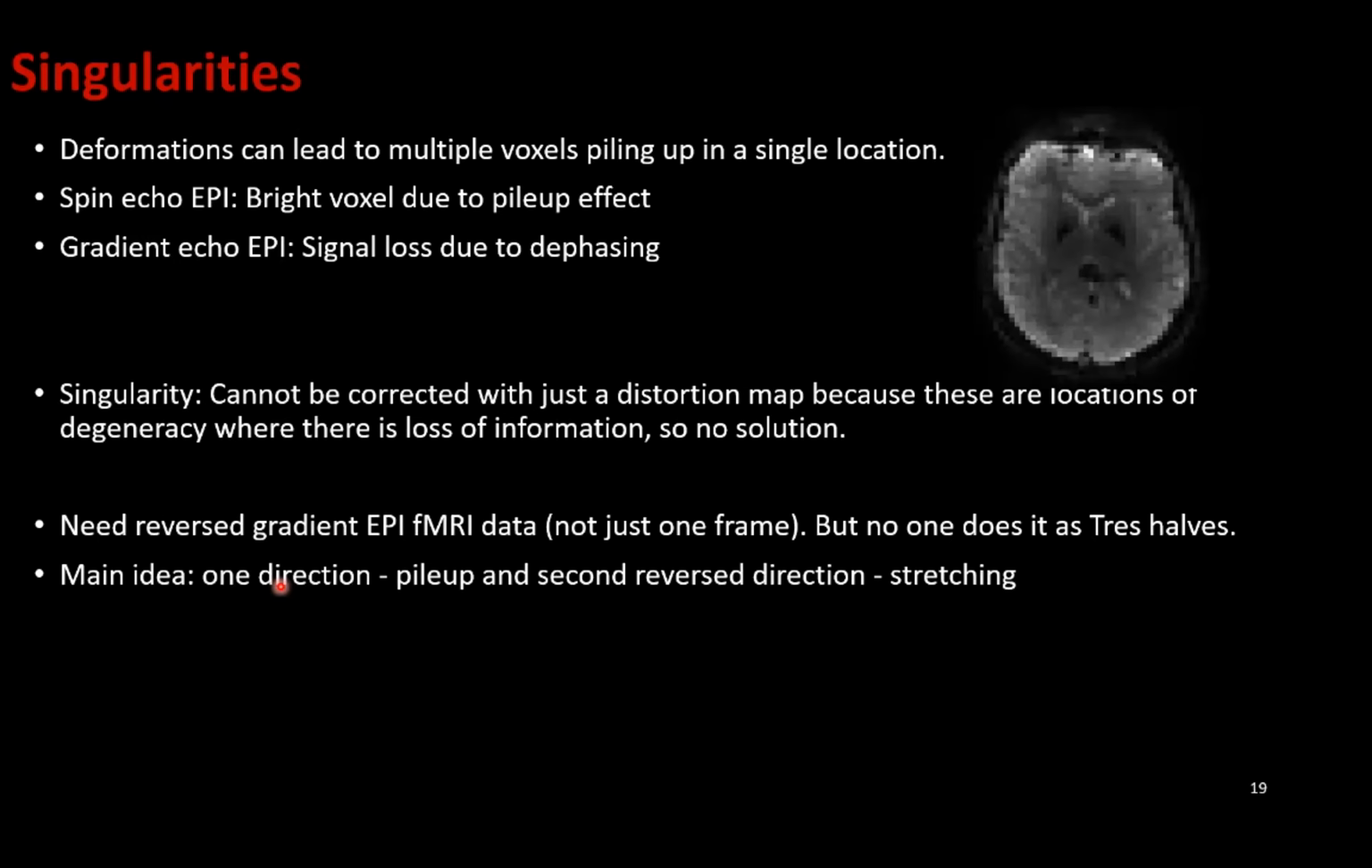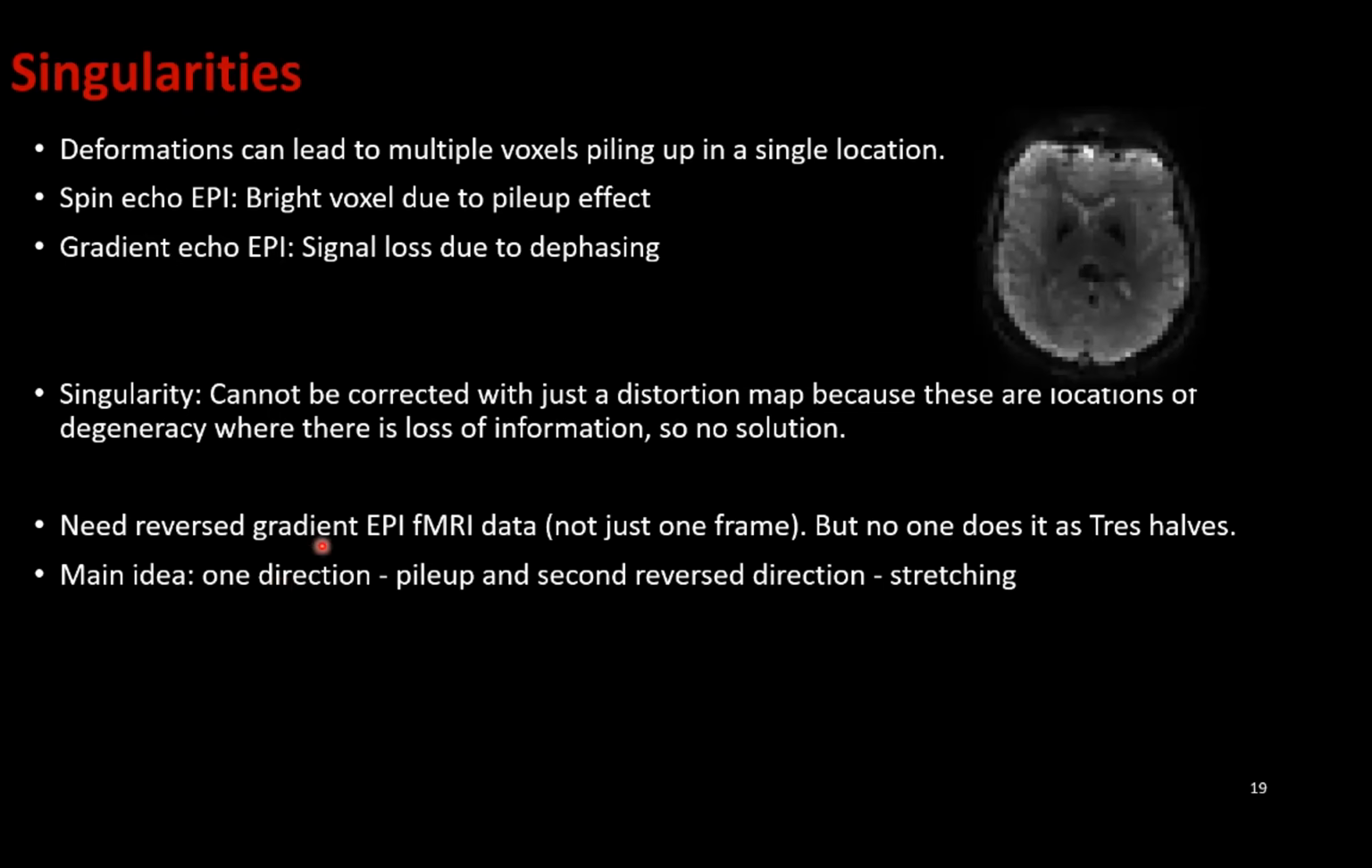So singularities are deformations that can lead to multiple voxels piling up into a single voxel. There's a lot of voxel shift happening when you have geometric distortions. So if several voxels' intensities collide into one voxel, separating them out again is an ill-posed problem. In spin echo, which is the more well-known case, you'll see this really bright voxel that you're just not able to correct.